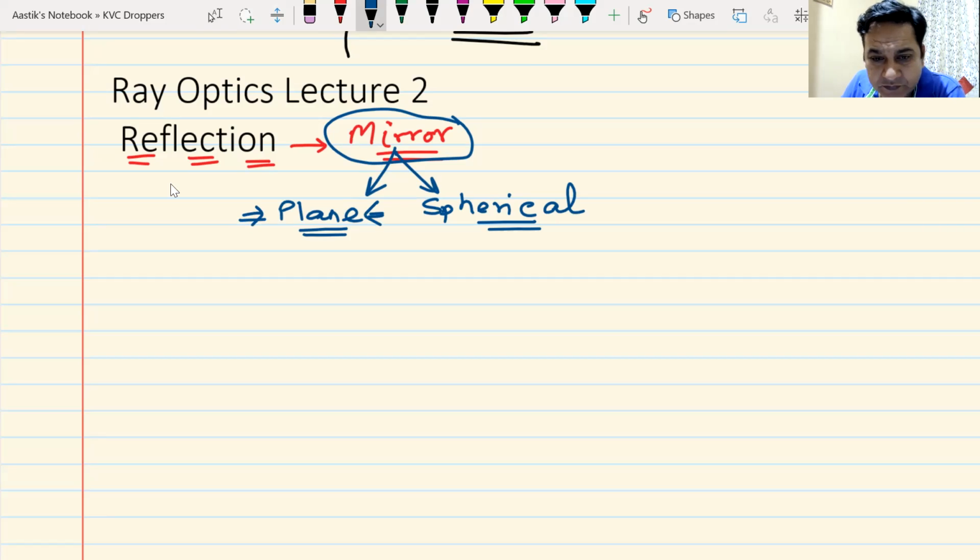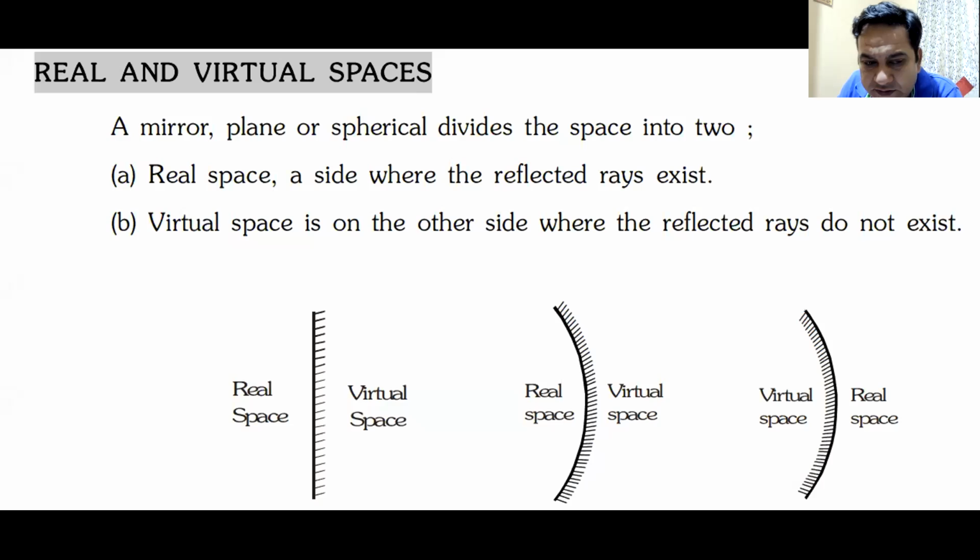Okay. Everything takes time. And I'll show you plane mirrors and spherical mirrors now. I hope that you can see this on your screens. Can you see it on your screens now?